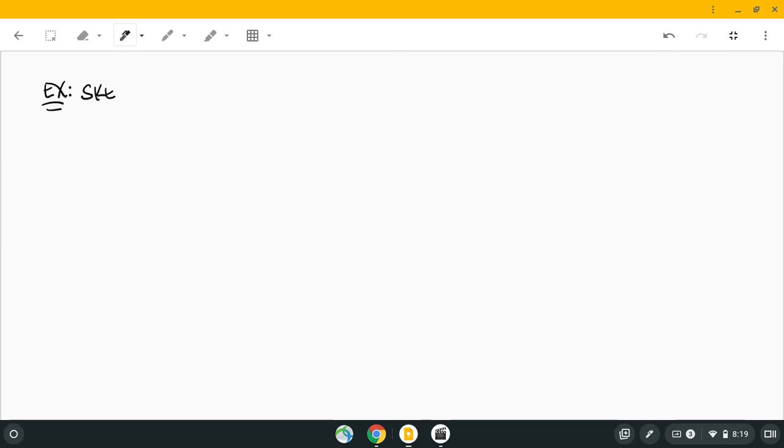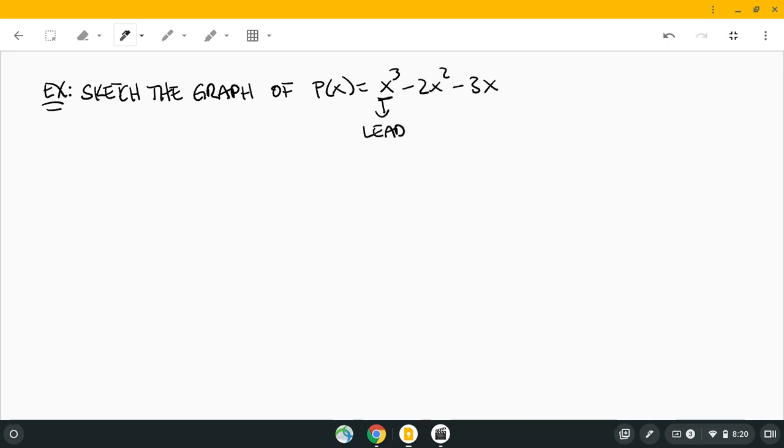All right, let's go ahead and sketch the graph of p of x, which equals x cubed minus 2x squared minus 3x. All right, let's use this leading term. And we'll use this leading term to get our left-hand and right-hand behavior.